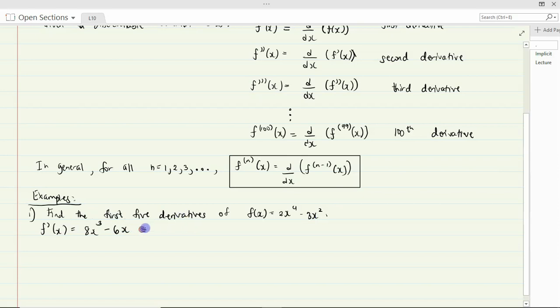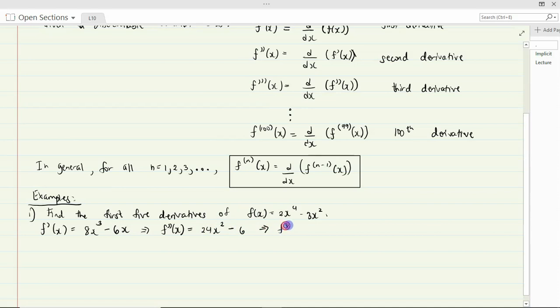Dahil dyan, ano ngayon ang ating second derivative? For the second derivative, what do you need to do? You need to differentiate the first derivative. So, dito tayo titingin. You have 8 times 3, 24. X raised to 3 minus 1, so 2. Minus, anong derivative ng 6x? It's 6. So, that's your f double prime.